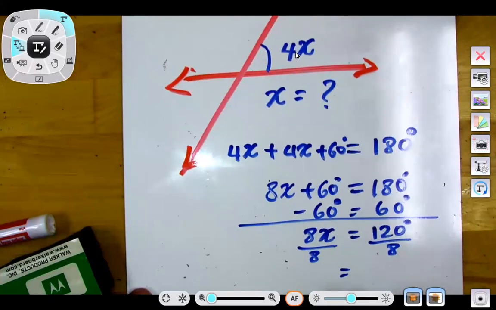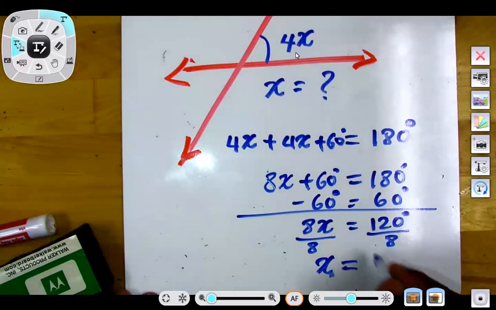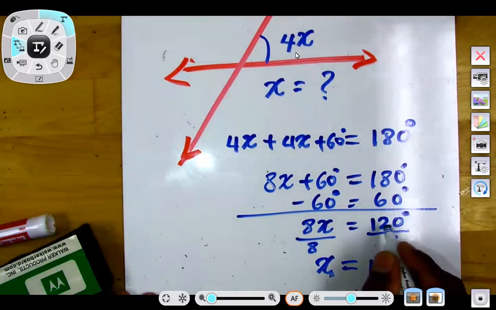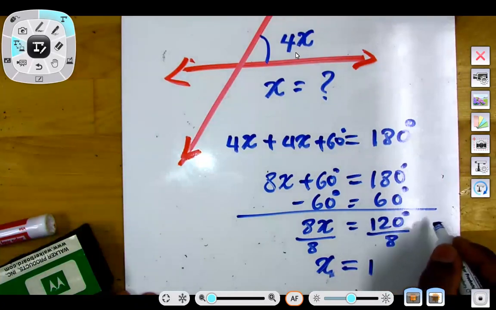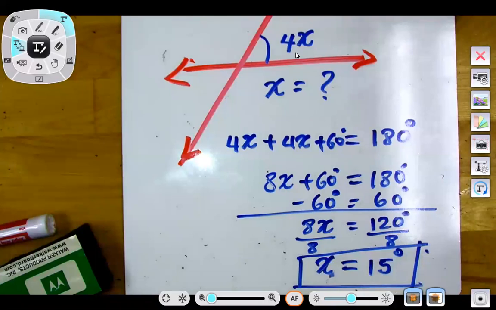Then x is equal to what? How many times does 8 go into 120? In 12, it's 1. 4 left, so it's going to be 40. How many times does 8 go into 40? Which is 5. So x is equal to 15 degrees. So I might ask a similar question like this, okay?